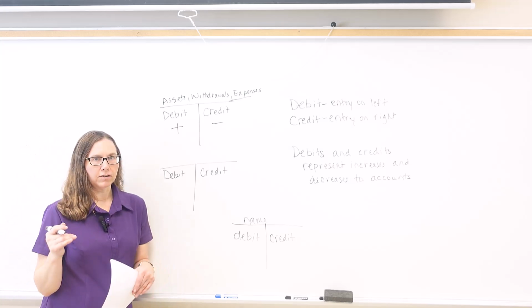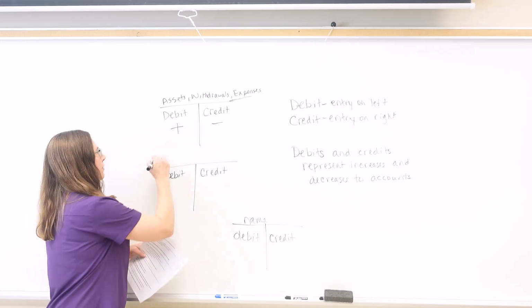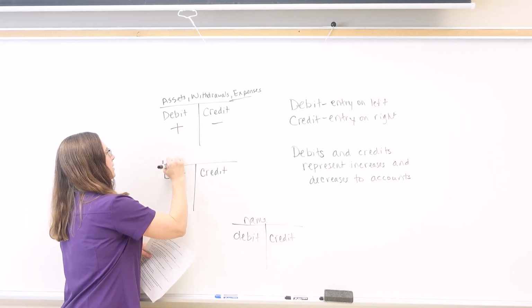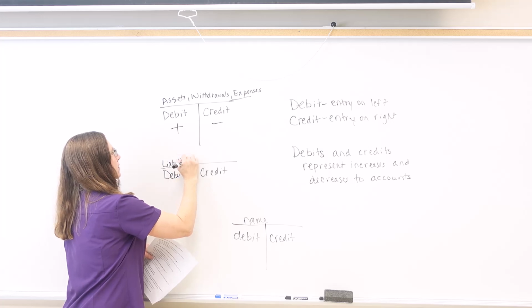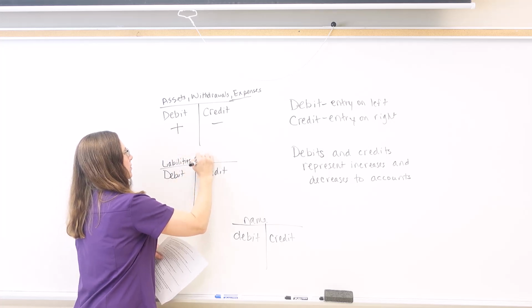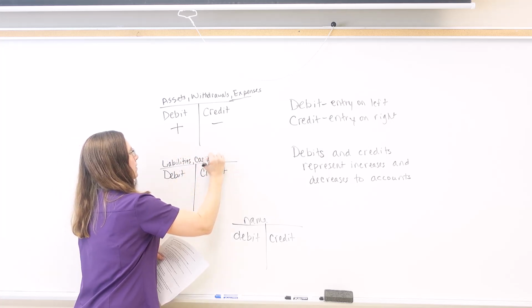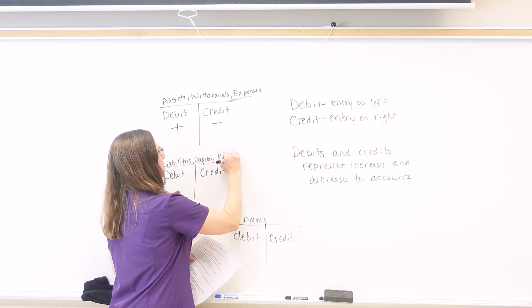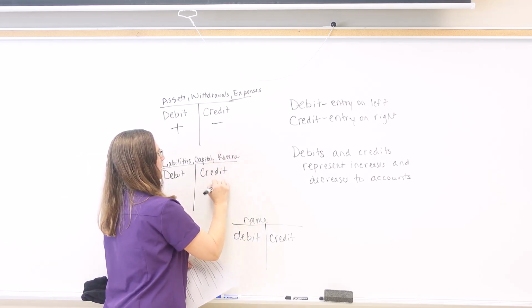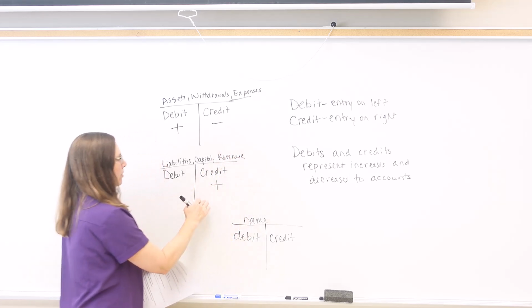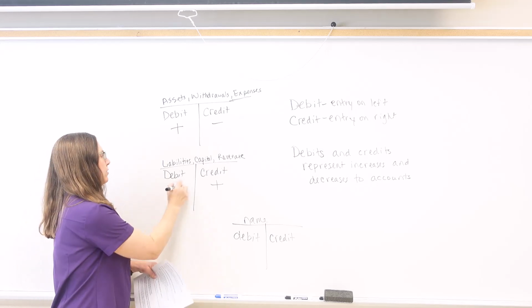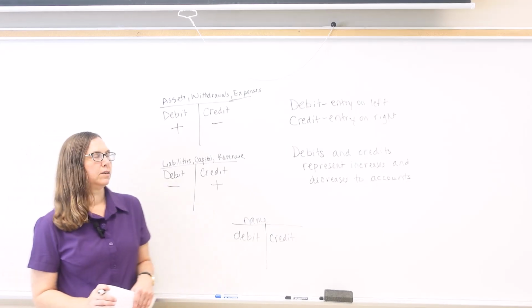And then everything else has the opposite rule. If it is a liability, owner investment or capital, or revenue, you're going to add to those with credits and subtract with debits. And that's it.